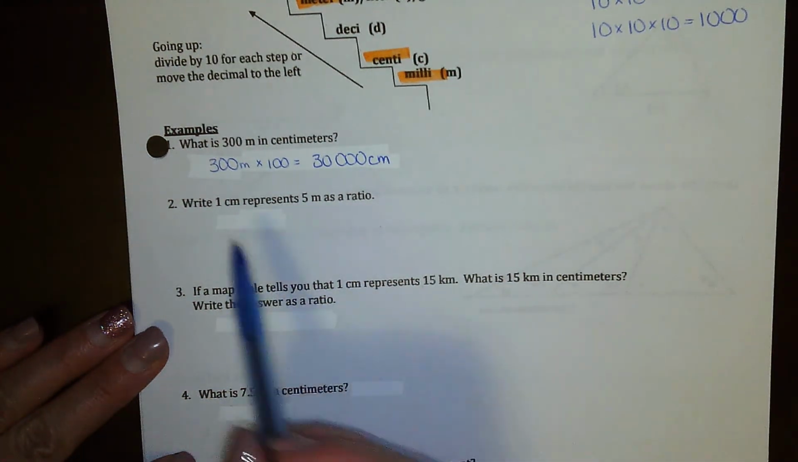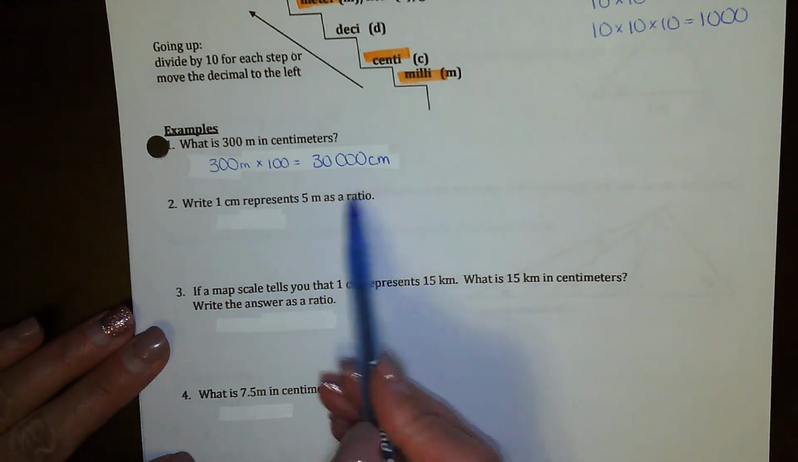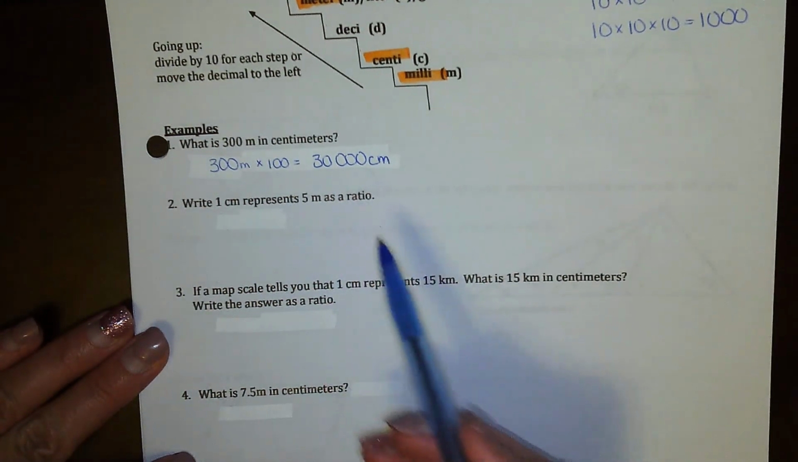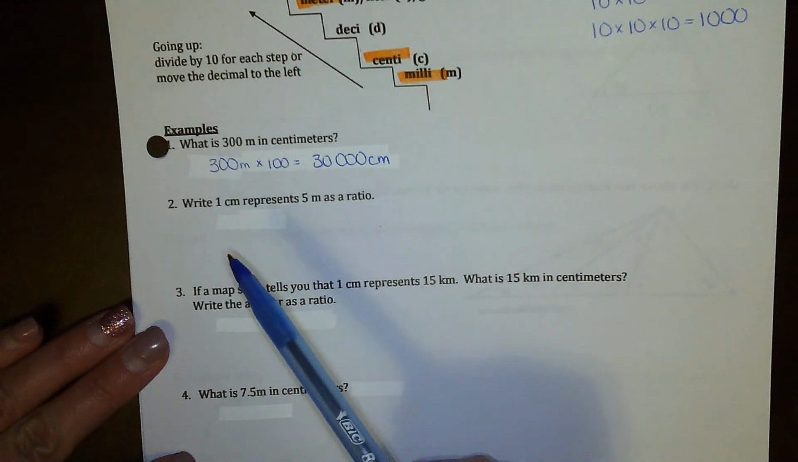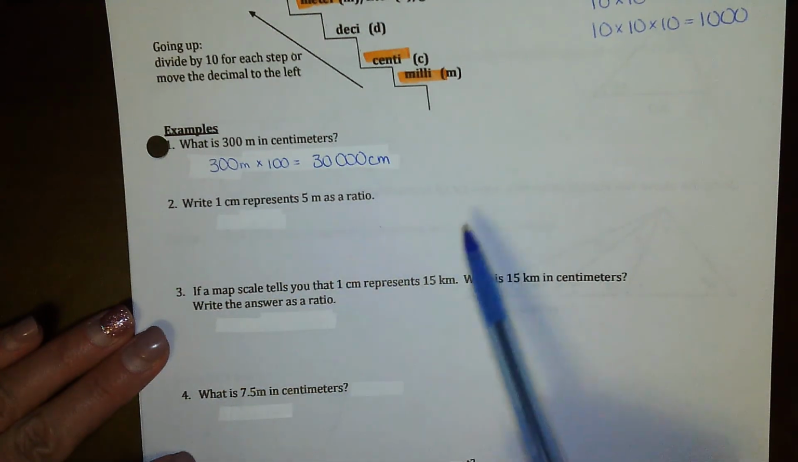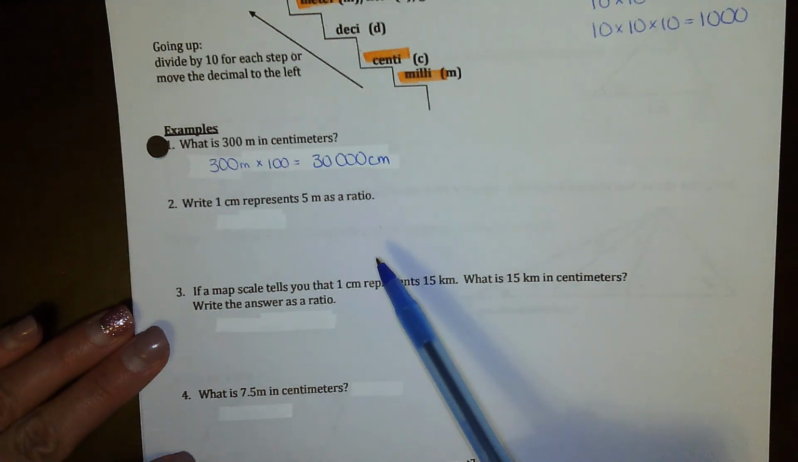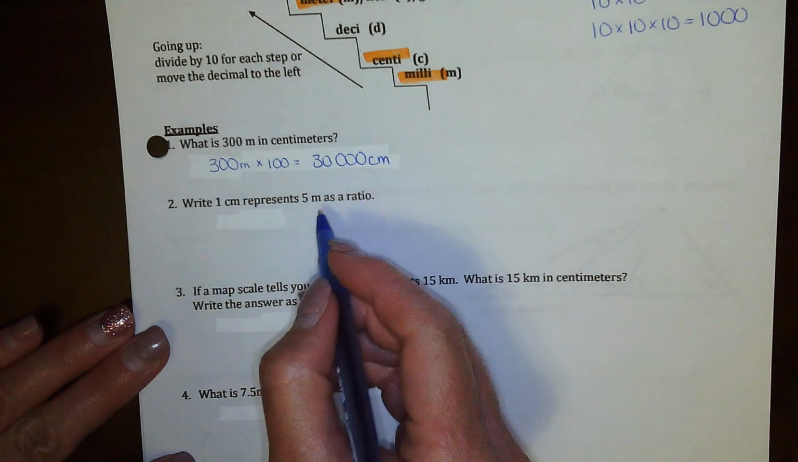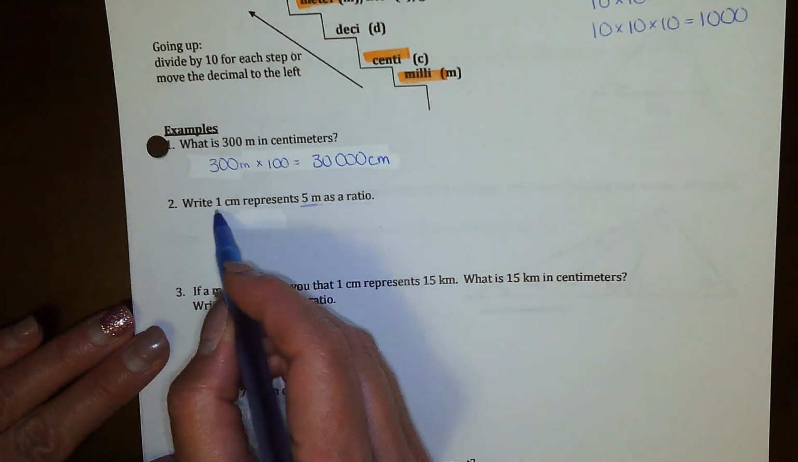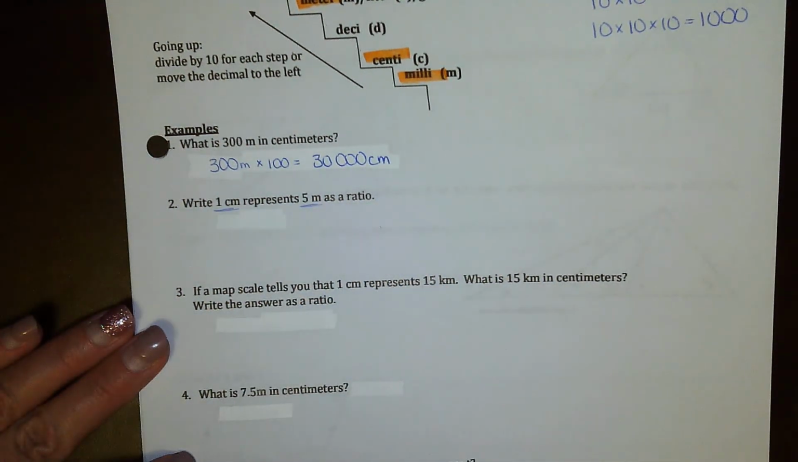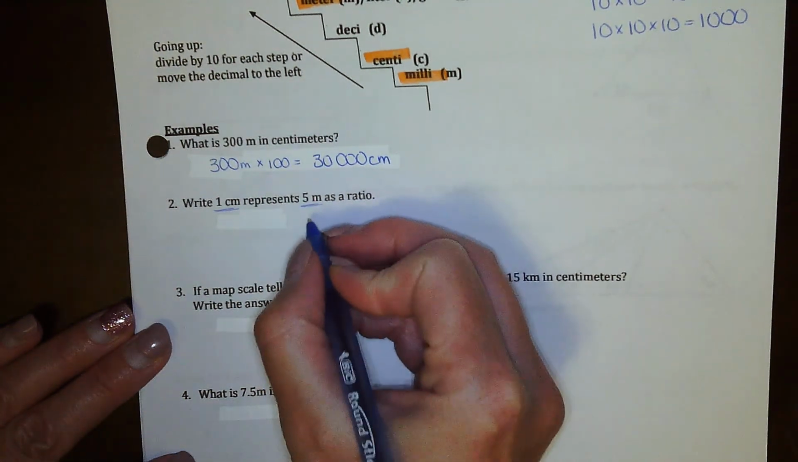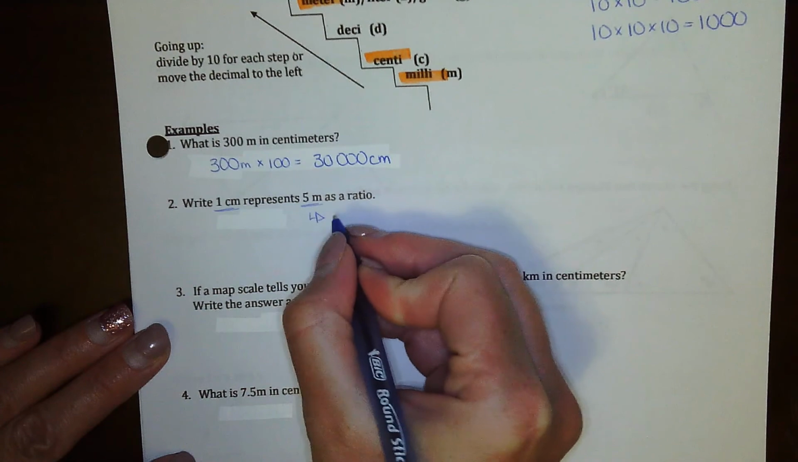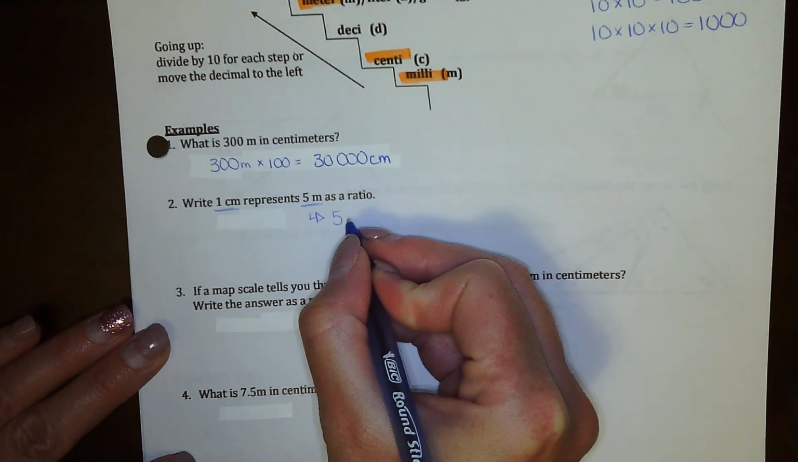All right. Now, when we talk about ratios, you're going to see this word ratio come up. It's like you have a comparison between two values, but they have to be the same units. So right now I've got 5 meters and I have 1 centimeter. So what we're going to do there is change this 5 meters into centimeters.